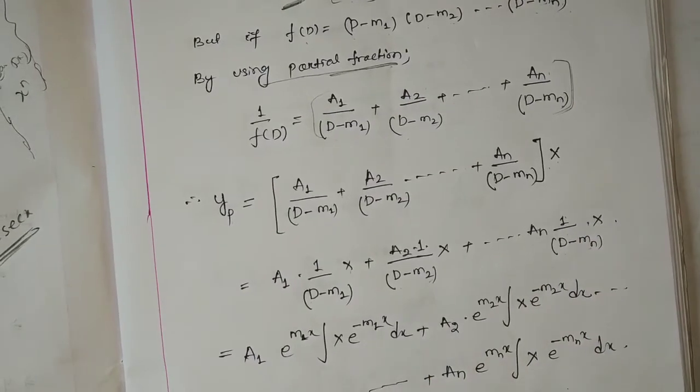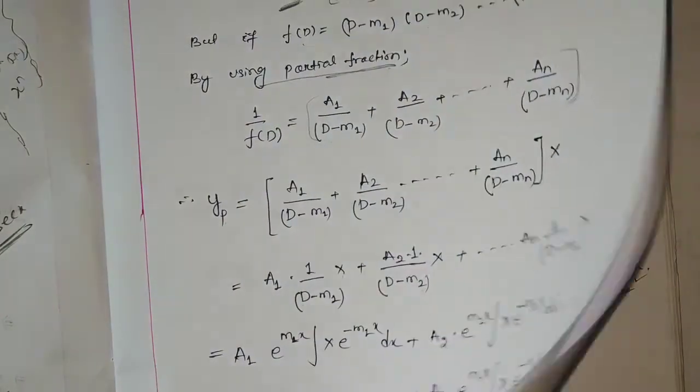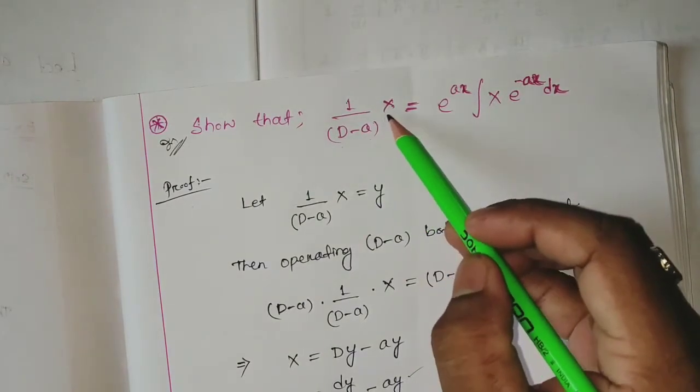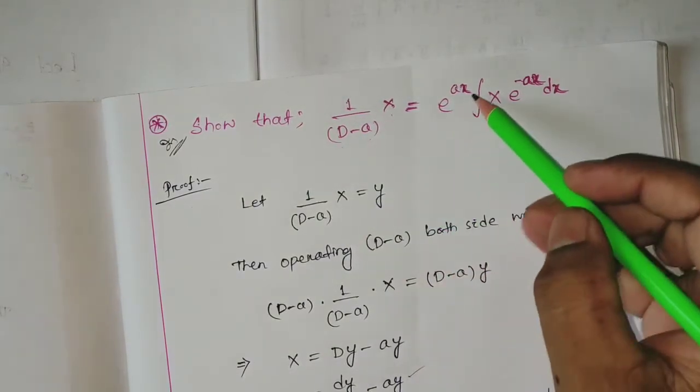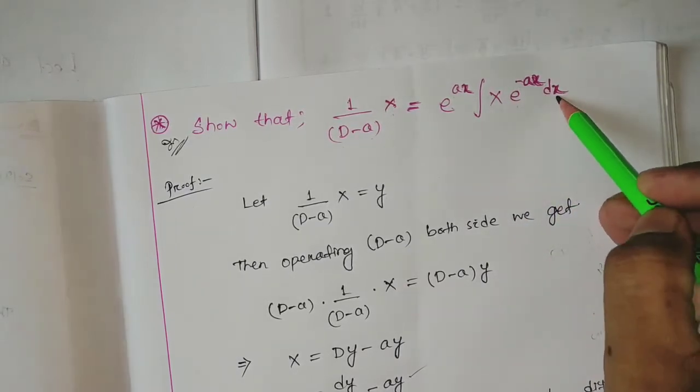In our previous class, we already proved this theorem: if 1 by (D minus a) operated on X is there, then this can be written as e to the power ax times the integration of X e to the power minus ax dx.